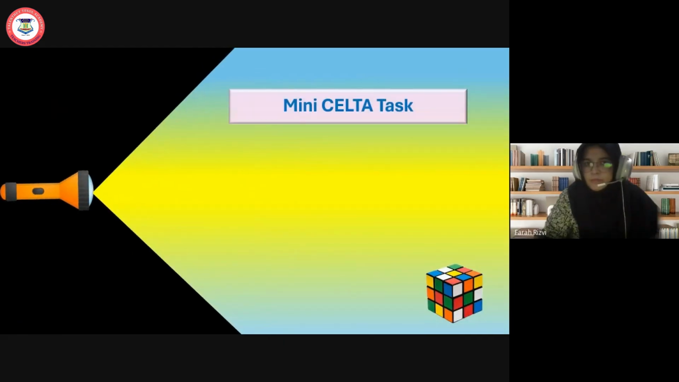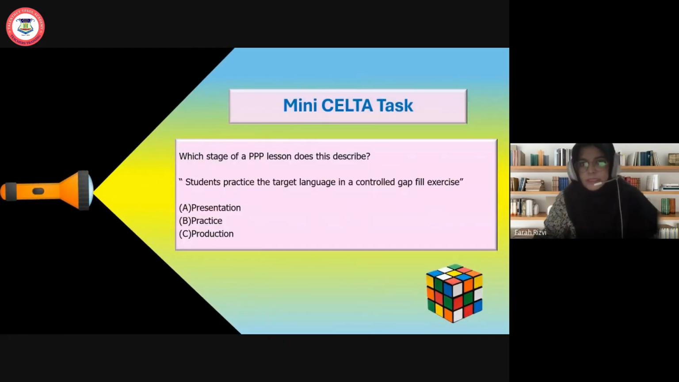Let's do one more mini CELTA task. Which stage of a PPP, presentation, practice, production lesson, does this describe? A student practices the target language in a controlled gap fill exercise. A, B, C.